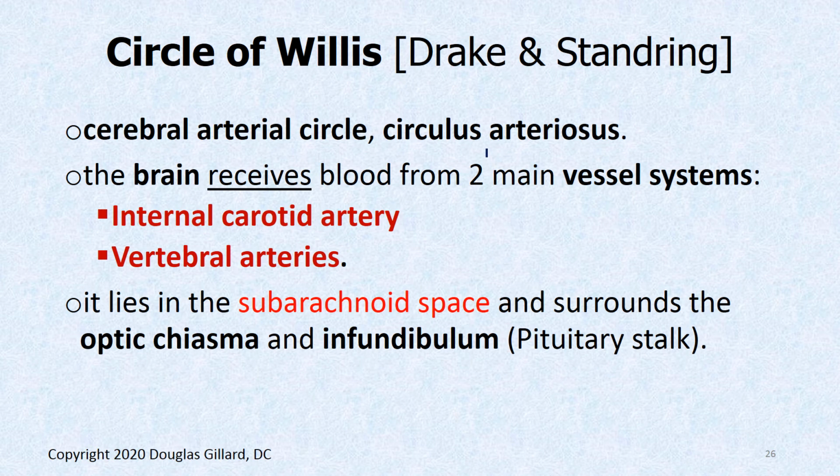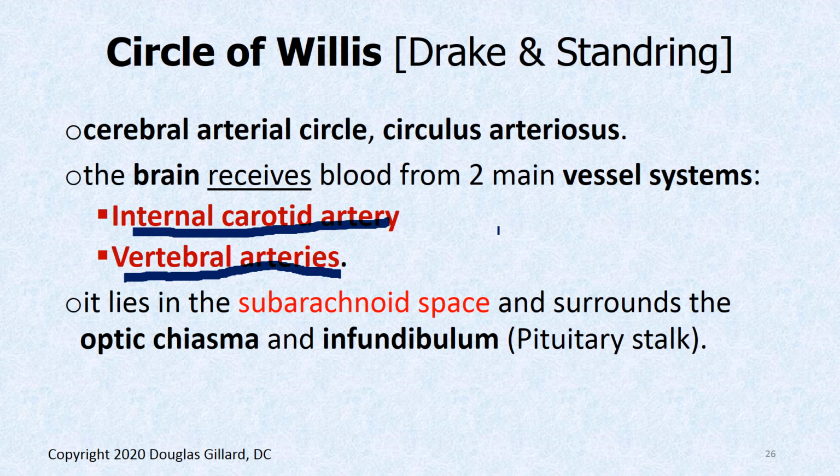Who makes the Circle of Willis? Well, it's basically the vertebral artery system, because those converge to form the basilar artery, but they call it the vertebral artery system, and the internal carotid. Sometimes they call this the vertebrobasilar system, but these are the two systems that make the super important Circle of Willis. Why do we care about that stupid Circle of Willis anyway? Why do we have to memorize that?